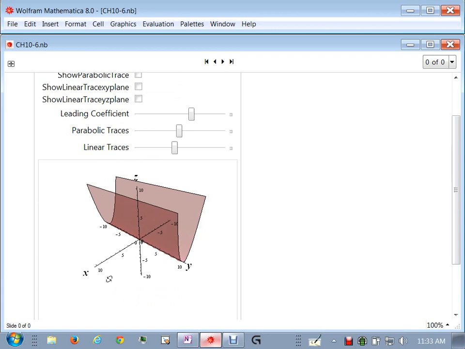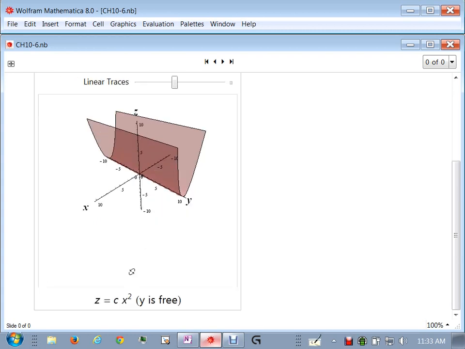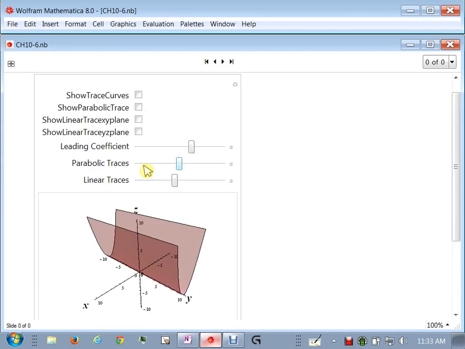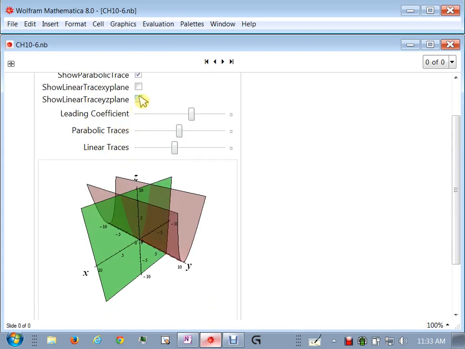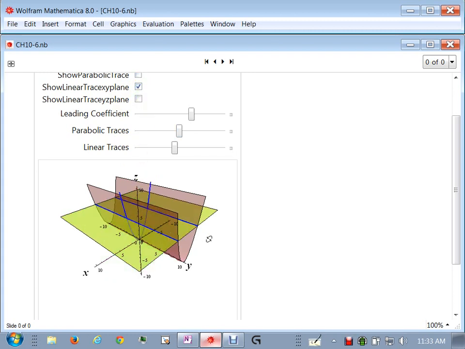We said traces are parabolas and lines. Which plane do I need to cut it with to get parabolas? XZ? Like that? If I cut it there, you can see the parabolic trace, can't you? Now, to get the lines, I cut it with the XY plane, right? I get lines.